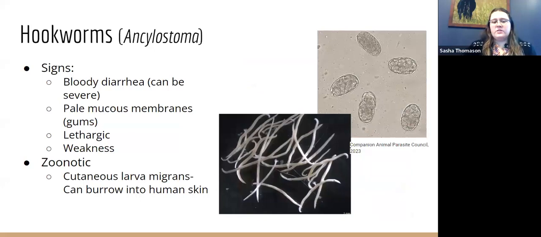This one is also zoonotic, so like it can transmit and burrow into the skin in animals, it can also do that for humans. They call it cutaneous larva migrans, and it burrows into the skin of humans. And we'll talk more about preventing that in a minute.